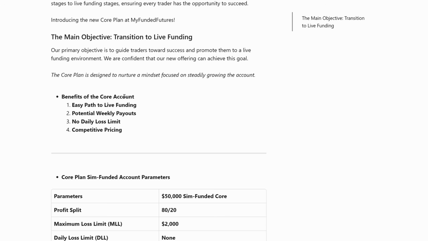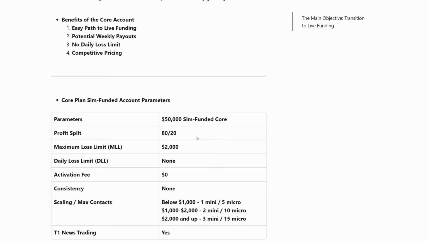We can see the benefits right here. Easy path to a live funded account. Now, I don't know about easy because trading is not easy. Potential weekly payouts. No daily loss limit. Competitive pricing. Now, one thing that they did change within the new accounts, instead of the old 90-10 split, we now get an 80-20 split where the trader can keep 80% of the profits and the prop firm gets to keep the other 20%. Also, the maximum we can lose in this account is going to be $2,000. And if you compare that to the old starter plan, which was $2,500, we can see now that not only did we lose the 90-10 split, but we also get $500 less of drawdown.